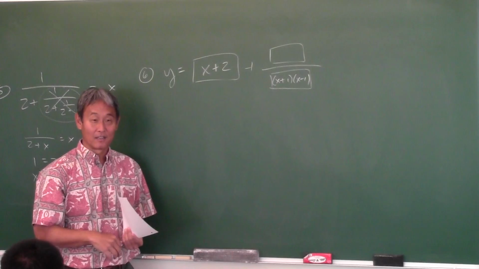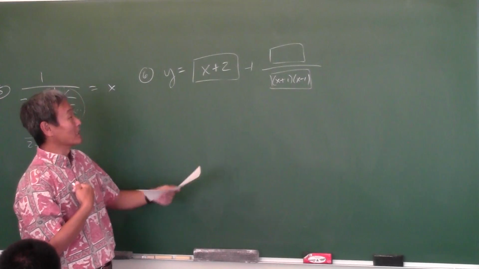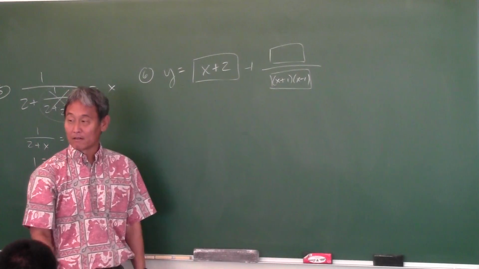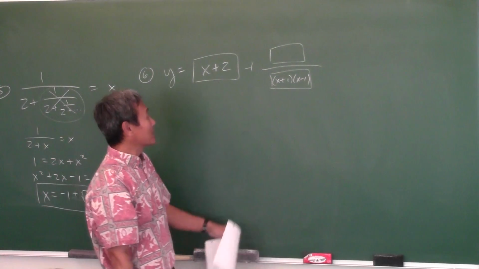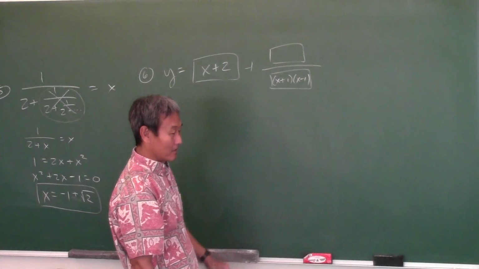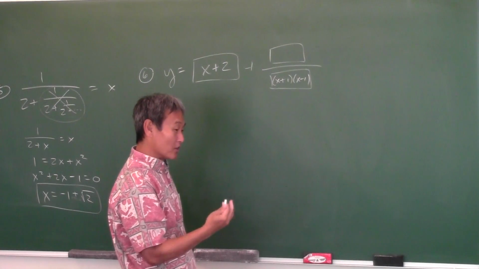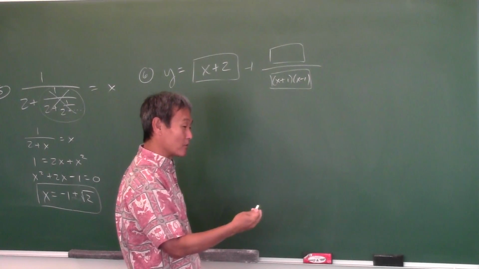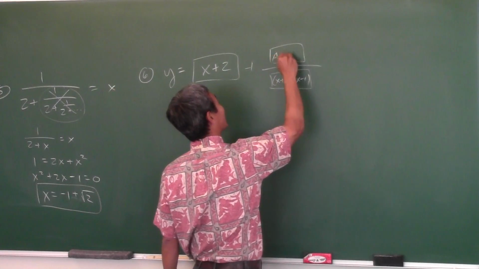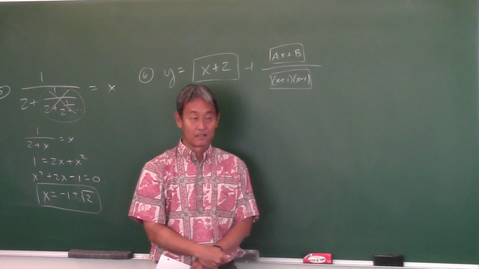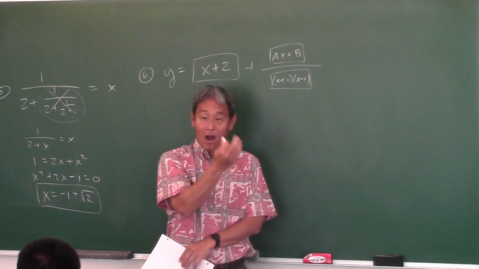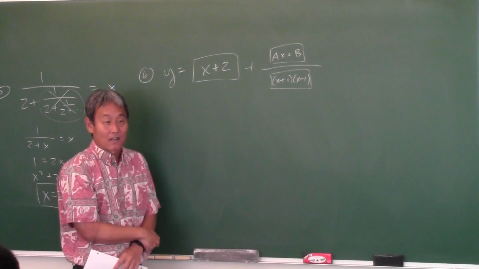Okay, but here's the key. Like the problem we did before, we just had r for the remainder, right? Can I do that on this problem? No. That's because what is the degree of the divisor here? 2. So the remainder is always smaller than that, which is 1 and 0. So that's why you have to have ax plus b. If you just put r or one letter, it's not going to work.